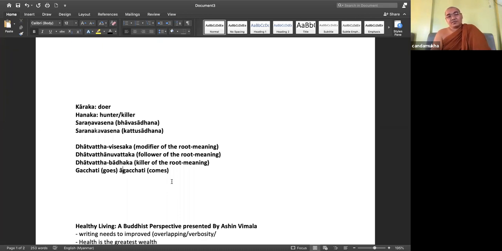So in that case, we have to understand the brief meaning of the prefix is to modify the root meaning. With this explanation, what we can understand is that the upasaka has no meaning at all here, just to modify or just to make it stronger.